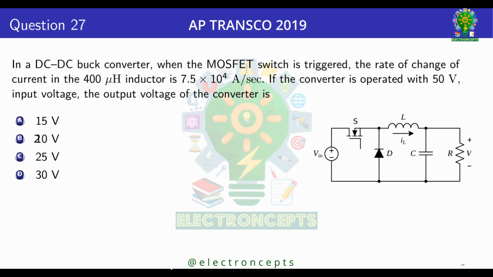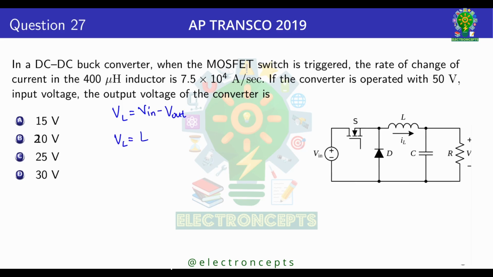Question number 27. In a DC to DC buck converter, when the MOSFET switch is triggered, the rate of change of current in the inductor of 400 microhenry is 7.5 into 10 power 4 ampere per second. If the converter is operated with 50 volts input, we need to calculate the output voltage of the converter. This is the buck converter circuit. We know that from the buck converter circuit, VL is equal to V in minus V out.